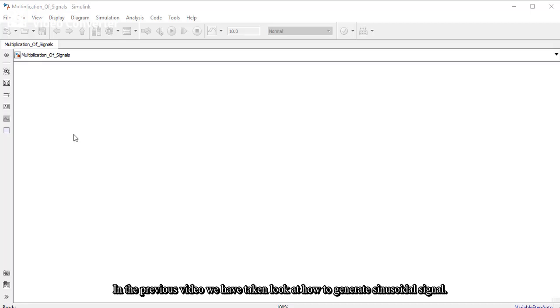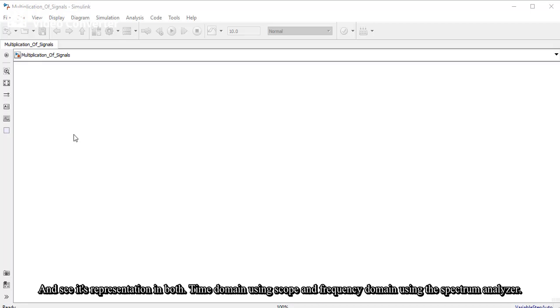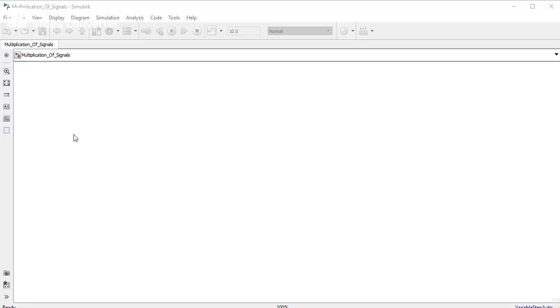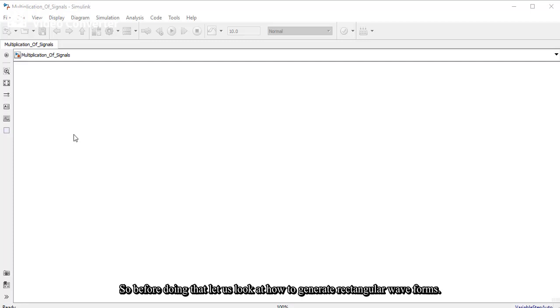In the previous video, we took a look at how to generate sinusoidal signals and see their representation in both the time domain using a scope and the frequency domain using the spectrum analyzer. Today, we're going to take a look at how to multiply that signal with another signal of a rectangle type. So before doing that, let's take a look at how to generate rectangle waveforms.